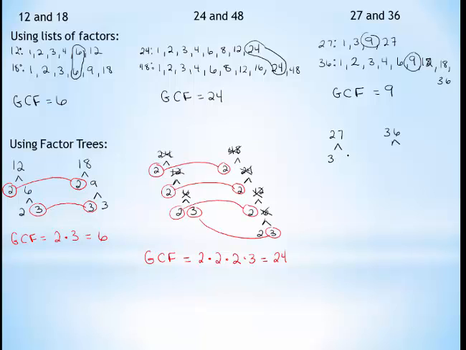27 is 3 times 9. 9 is 3 times 3. 36 is 3 times 12. 12 is 3 times 4. And 4 is 2 times 2. They have a 3 in common. They have another 3 in common. So that's 2 3's. So my GCF is 3 times 3, which is 9. So as you can see, there's 2 methods to find the GCF.